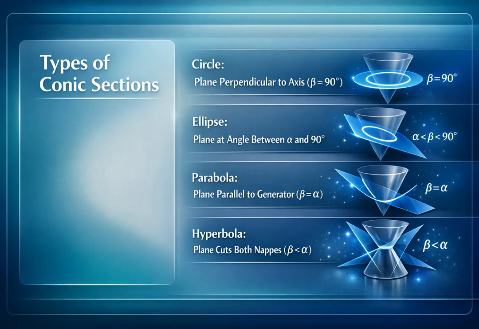The four main conic sections depend on angle beta. When beta equals 90 degrees, the plane is perpendicular to the axis, giving a circle. When alpha is less than beta less than 90 degrees, we get an ellipse. When beta equals alpha, the plane is parallel to a generator, giving a parabola. When beta is less than alpha, the plane cuts both nappes, producing a hyperbola.